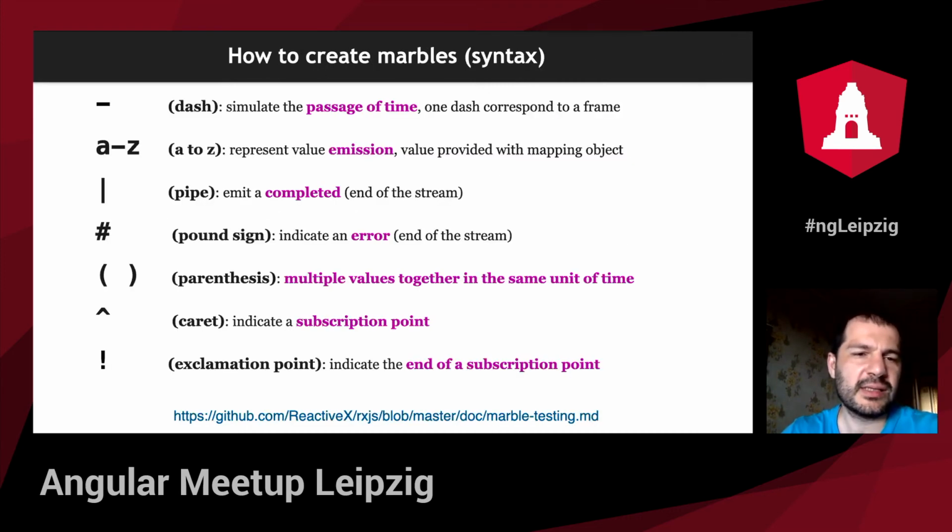Marble strings have a special syntax, and here is the list of possible symbols you can use. The most used ones are the dash, which simulates the passage of time that equals one frame. Letters from A to Z can represent mapped values that should be emitted. And the pipe shows when emission is complete. I will not stop more on these symbols. You can read more about them by the provided link.